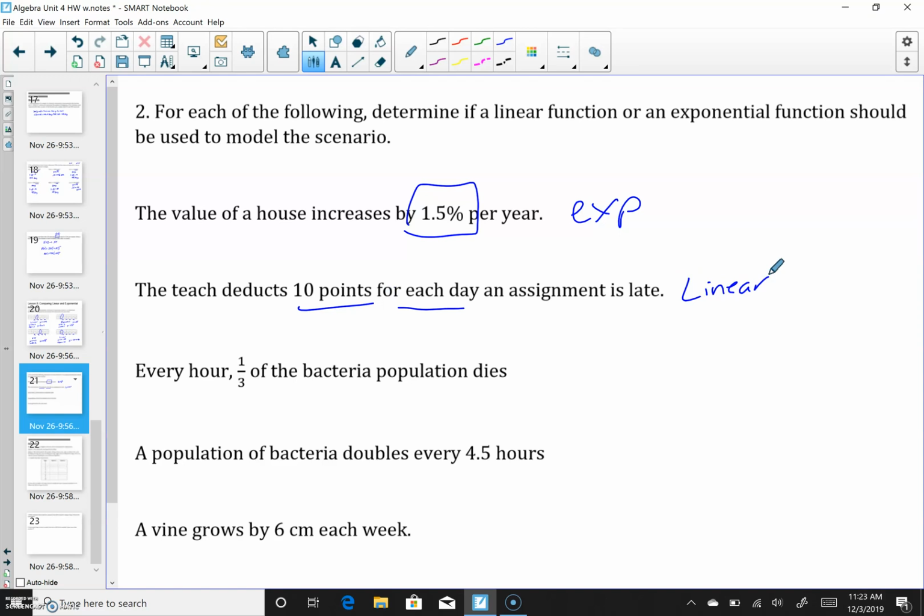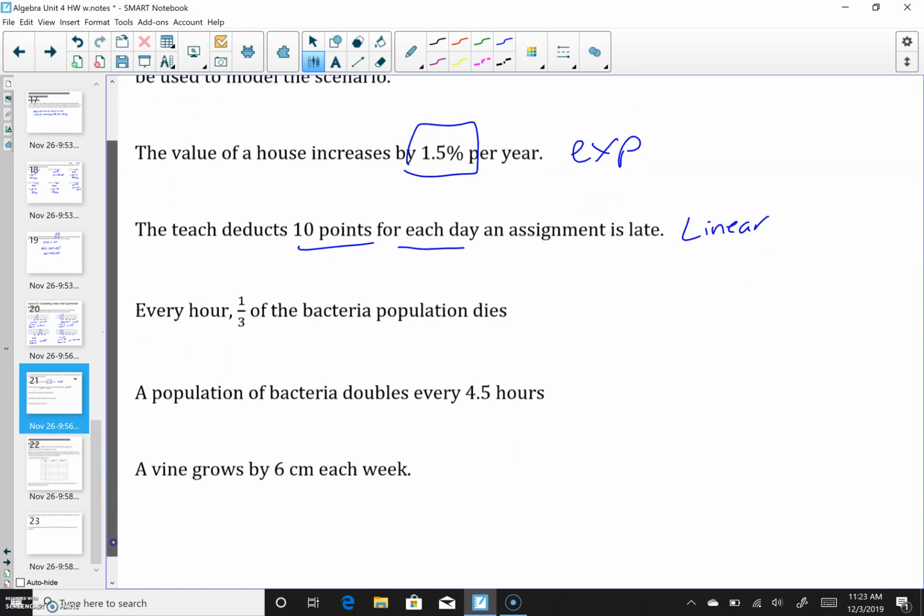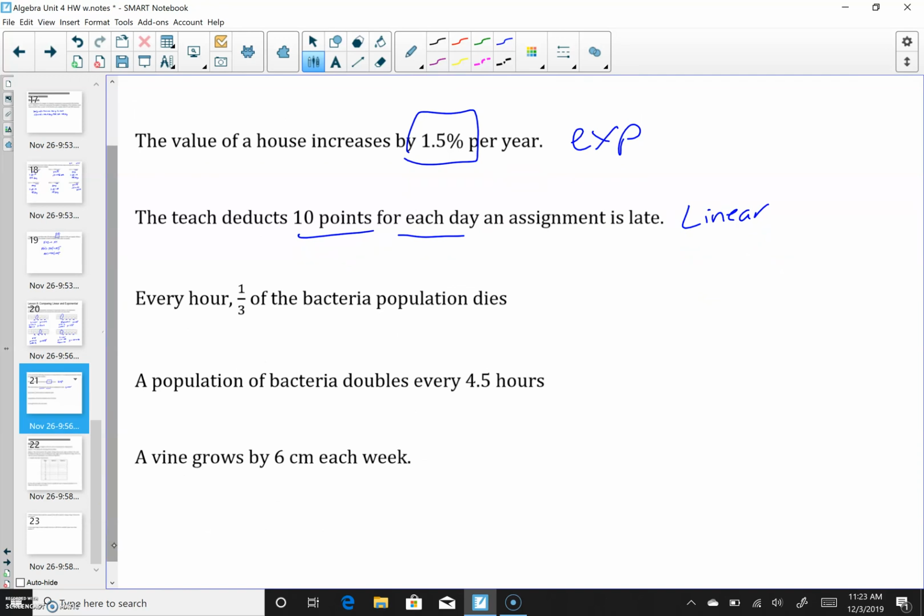Every hour, 1/3 of the bacteria in a population dies. So 1/3, we are multiplying by 1/3 every time. Therefore, we're going to be exponential. A population of bacteria doubles. Doubles is multiplying, therefore we are exponential.